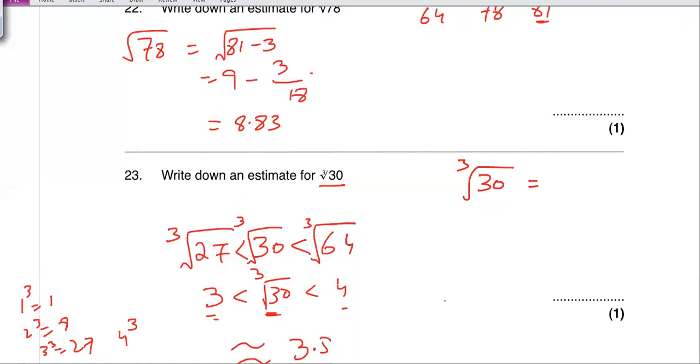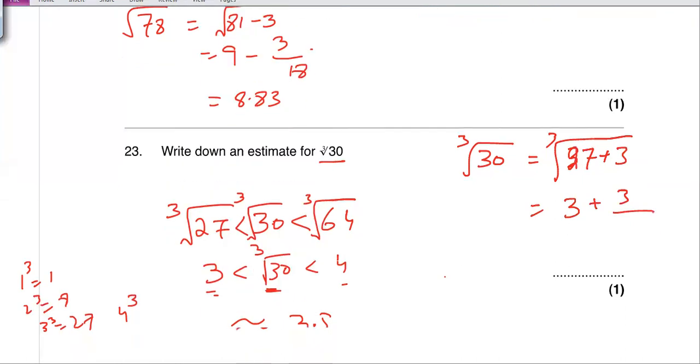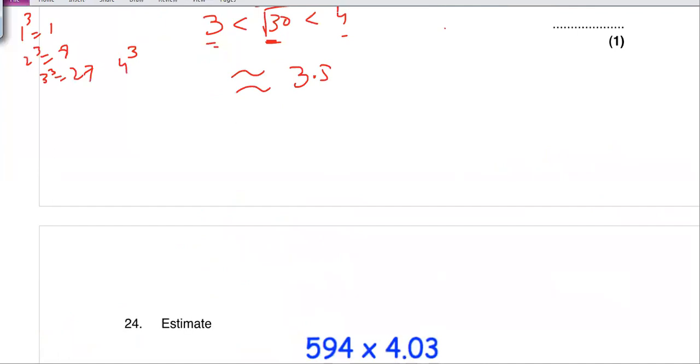You can write it like this. You can write the cube root of 30. Now what will it be? It will be the cube root of 27 plus 3, and then you can do: what is the cube root of 27? It is 3, plus 3 over the double of that, or in case of cube root, we do triple. I'm not pretty sure if we do triple. Let me do triple. But you can do that also. It will be acceptable.